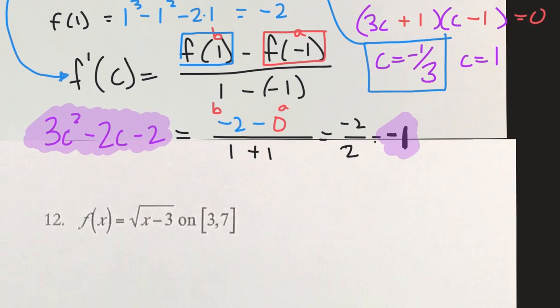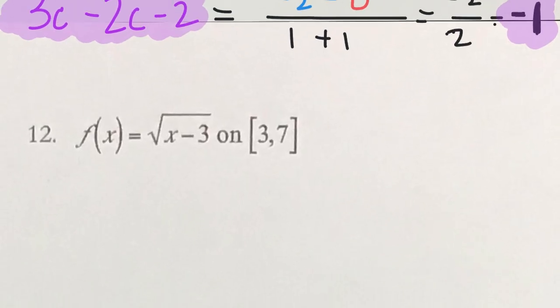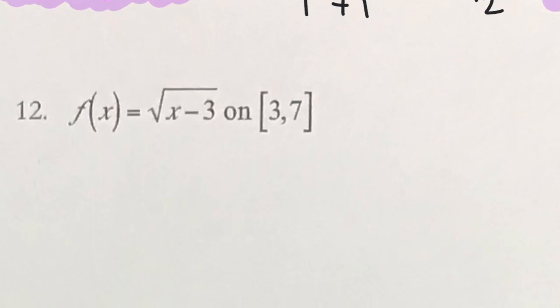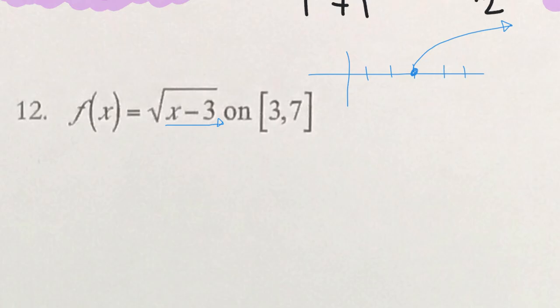Very good. Let's look at this number 12, this square root function. Okay, so on 3 to 7. So notice that this is a graph of a square root function that has been shifted 3 units to the right. 1, 2, 3. Okay, so is our function continuous on 3 to 7? 3, 4, 5, 6, 7.